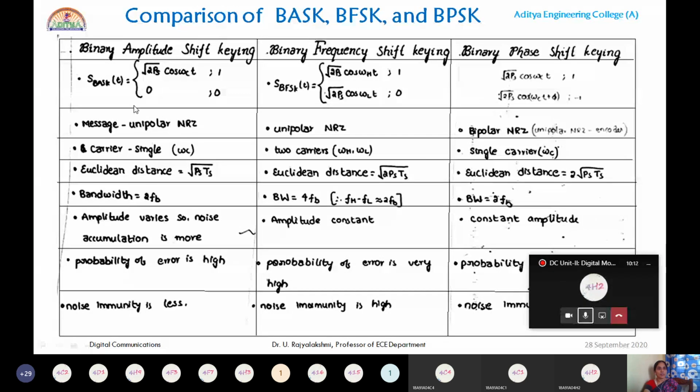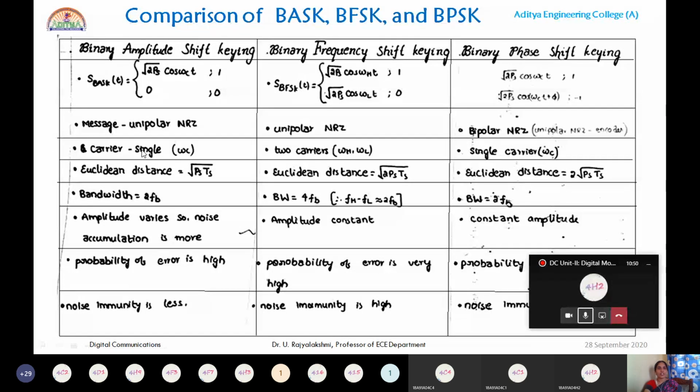Then similarly, for binary ASK, what is the input general format? It is unipolar NRZ. And similarly in binary FSK also, the input signal is in the form of unipolar NRZ. Already we discussed. In BPSK, in any kind of PSK, that may be binary or quadrature or M-ary PSK, our input should be bipolar. It should possess two voltage levels, one is +1 and the other is -1.